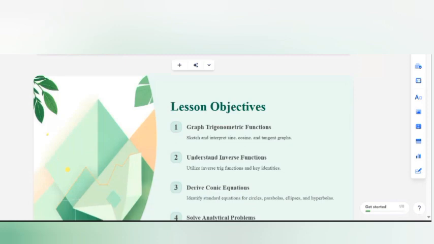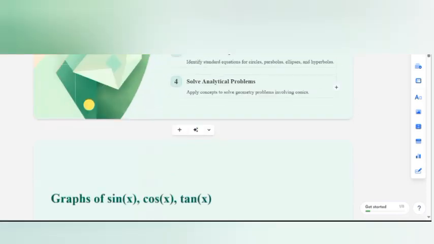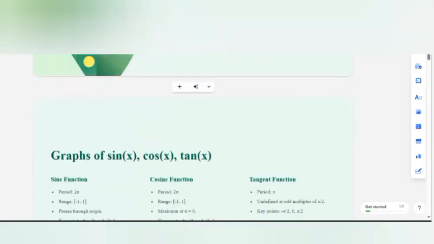So first of all, let's look at the objectives. What do we aim to achieve at the end of this class? We should be able to interpret sine, cosine, and tangent graphs, utilize inverse trig functions and key identities, so trigonometric identities, then derive the conic equations, so identify the standard equations for circles, parabolas, ellipses, and hyperbolas, and then be able to apply these concepts to solve geometric problems which involve conics. So this is basically what we aim to achieve by the end of this class. So yeah, without further ado, let's begin.